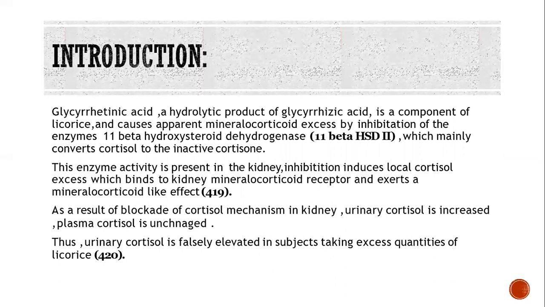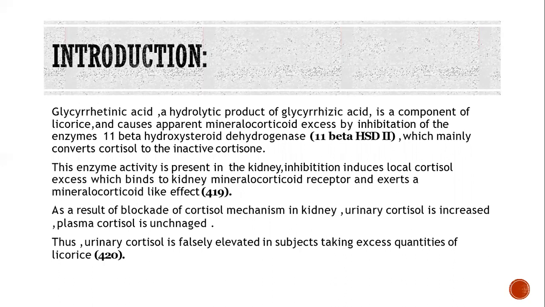Introduction. Glycyrrhetinic acid is basically a hydrolytic product of glycyrrhizic acid, a component of licorice, and causes apparent mineralocorticoid excess by inhibition of the enzyme 11-beta hydroxysteroid dehydrogenase, which mainly converts cortisol to the inactive cortisone.